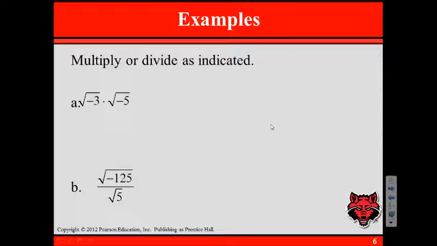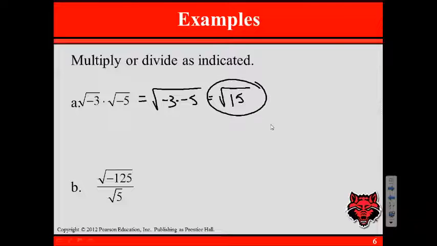We can also multiply or divide when we have a negative underneath the square root. Here we have the square root of negative 3 times the square root of negative 5. If we use the product rule, we write one square root, and each radicand underneath multiplied together. Negative 3 times negative 5 is positive 15. So the answer is the square root of positive 15.